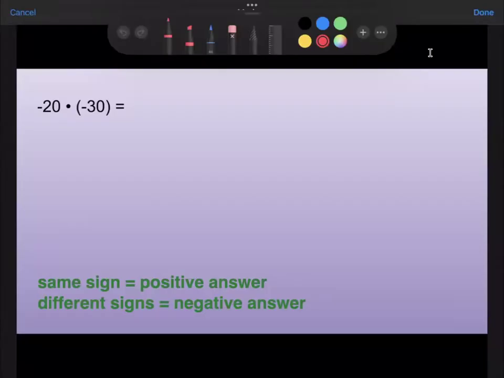Okay, here's our last one for today's video. We're going to be looking at -20 times -30. These are the same sign, which means our answer is going to be positive. So I'm going to go ahead and put a plus up there. I just need to multiply 20 times 30. For this, again, I'm going to use that shortcut of multiplying numbers that end in zeros.